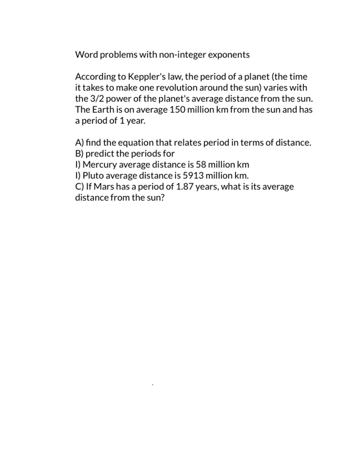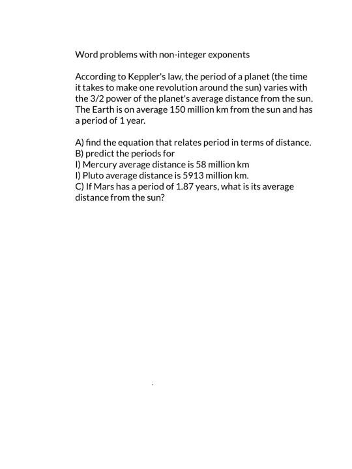According to Kepler's law, the period of a planet, or the time it takes for the planet to make one revolution around the sun, varies directly with the 3/2 power of the planet's average distance from the sun. The Earth is, on average, 150 million kilometers from the sun and has a period of 1 year. And this is what we're going to have to find from this equation.